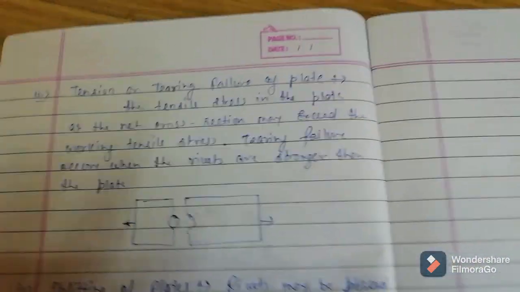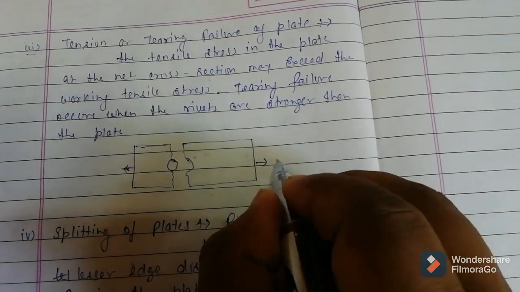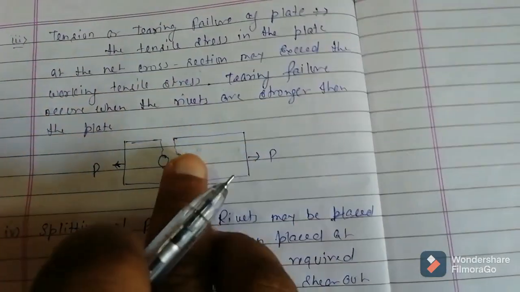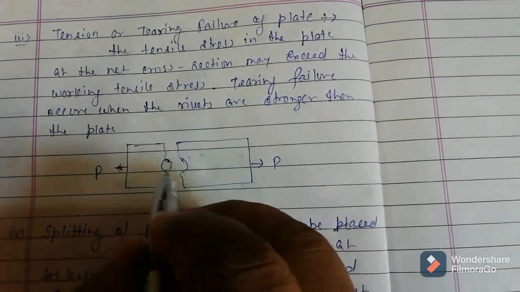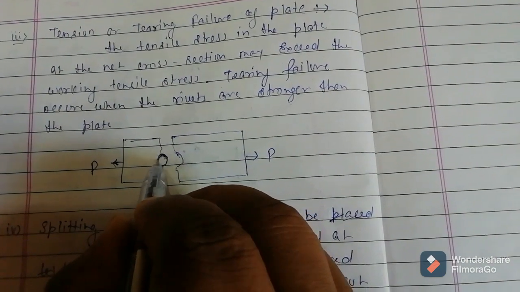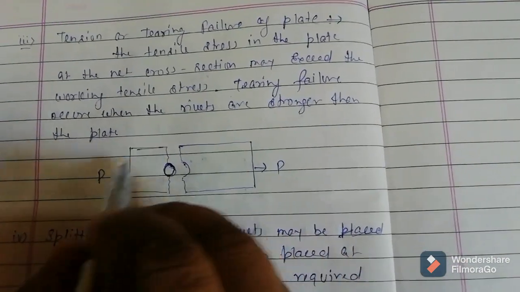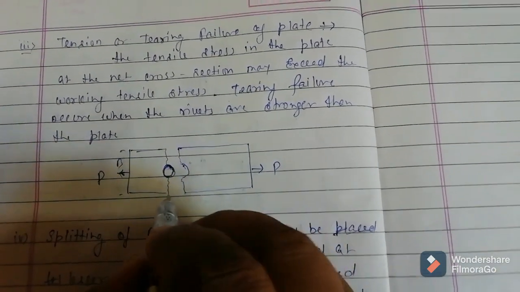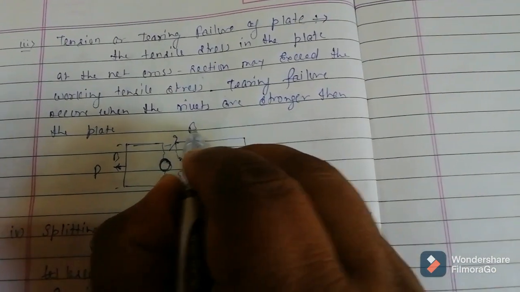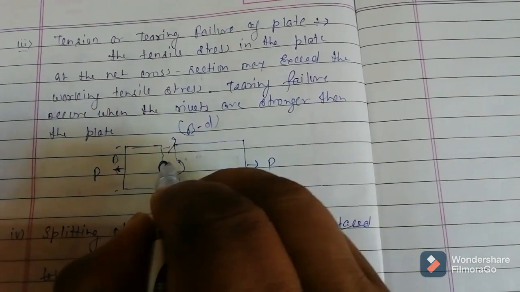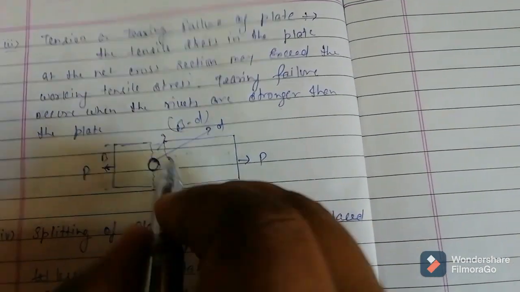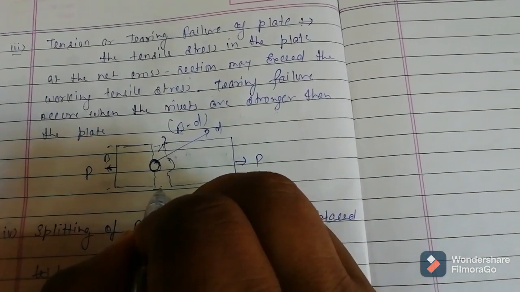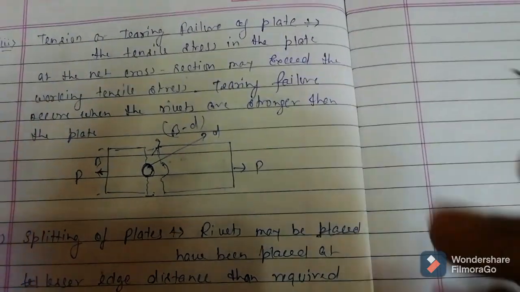So what happens, now we are applying a load force P. So now here some stress has been developed. Now you have applied a rivet here. If B is the width, and D is the diameter of the rivet, then the net width is B minus D, multiplied by T.